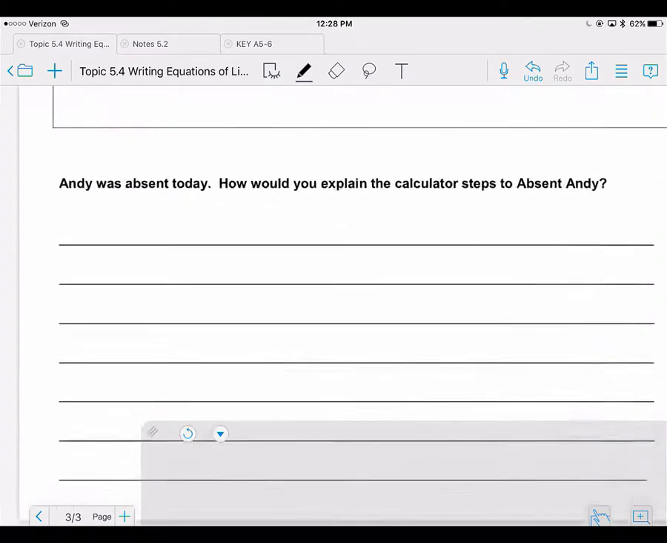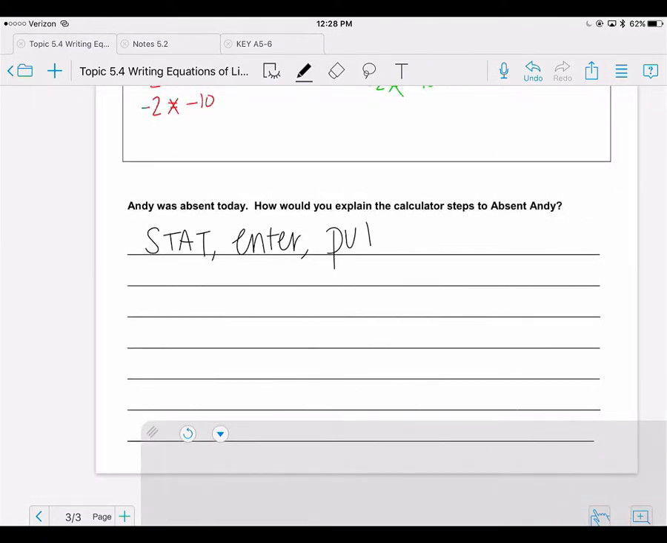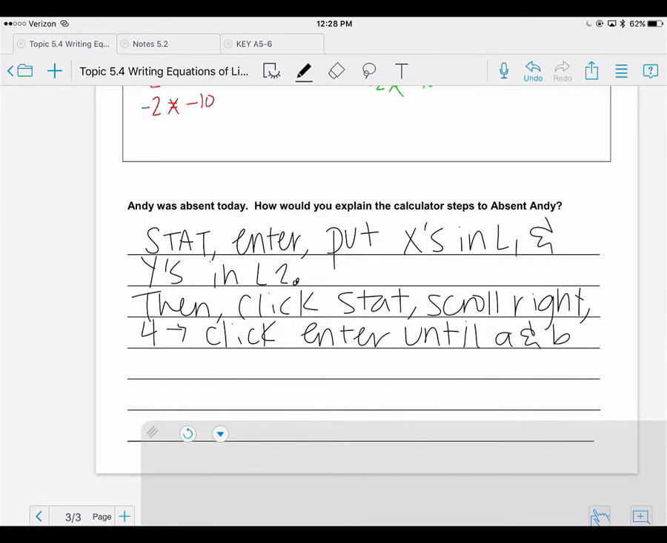So how would you explain the calculator steps to Andy? We click Stat, Enter, put x's in L1 and y's in L2. Then click Stat, scroll to the right, go down to 4, click Enter a bunch of times, until A and B pop up.